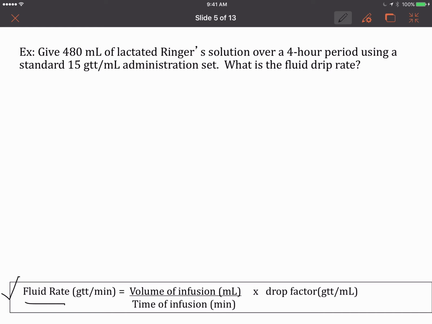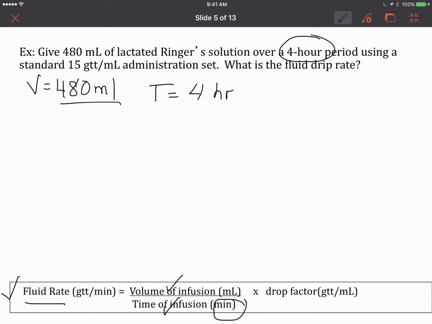So the first thing I'd like to do in these sort of problems is find all my values. So let's start with the volume. What's our volume in mils? Our volume in mils is 480 mils. Next, I'll look for the time. How long is this infusion going to be administered? Well, in the problem, it reads 4 hours. So the time is 4 hours, but we need to get that in minutes in order to plug it in. So that's an easy conversion because I know that 1 hour is equal to 60 minutes, and I can easily do this calculation. That equals 240 minutes.